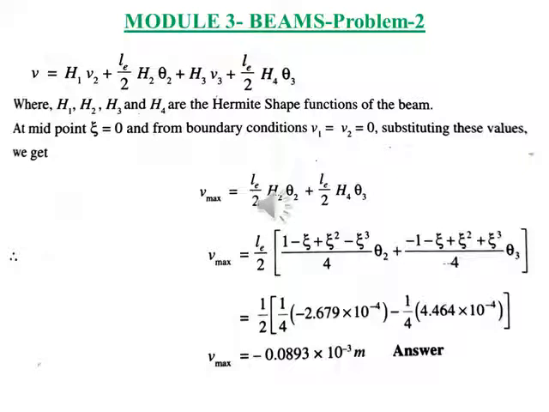So substituting all these values in the Hermite shape function, we get mu max is equal to le by 2 h2 theta 2 plus le by 2 h4 theta 3, and substituting the values of zeta and theta 2, we get maximum deflection as 0.0893 into 10 power minus 3 meters.